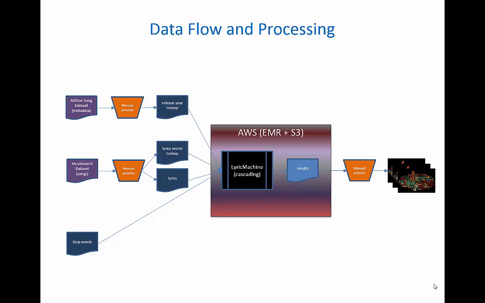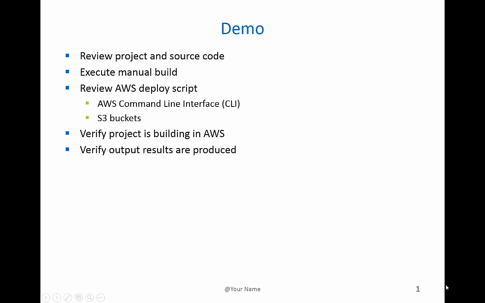I'll be deploying my lyric machine cascading application to AWS, which will produce results in S3 buckets. From there, I'll do some manual processing and finally produce my word clouds. Now it's time for a demo.